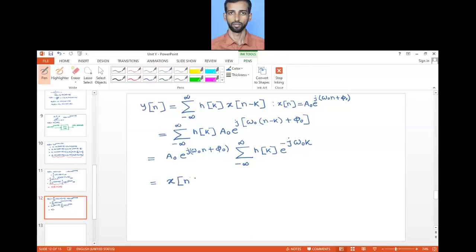X of n. You are getting it back along with what? Along with, I can write this as capital H of omega naught. So there is a significance why I have written capital H. In both these cases, the continuous time case and the discrete time case, whenever you apply a complex rotating phasor of this form, a naught e to the power j omega naught t plus phi naught, or a naught e to the power j omega naught n plus phi naught, to an LTI system whose impulse response is h of t or h of n respectively, ultimately you are getting the signal back along with something, and that something is very, very crucial. What is that something?